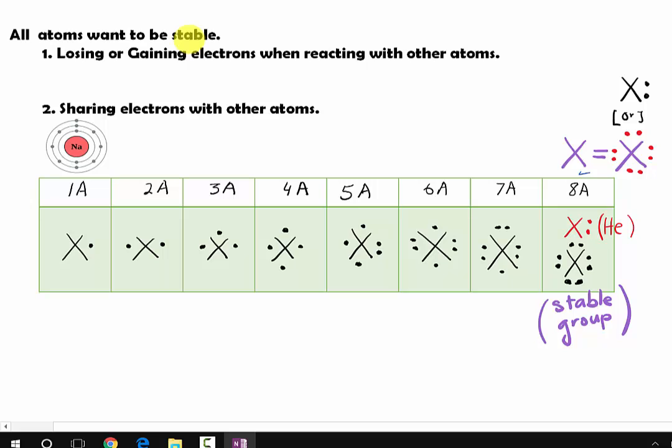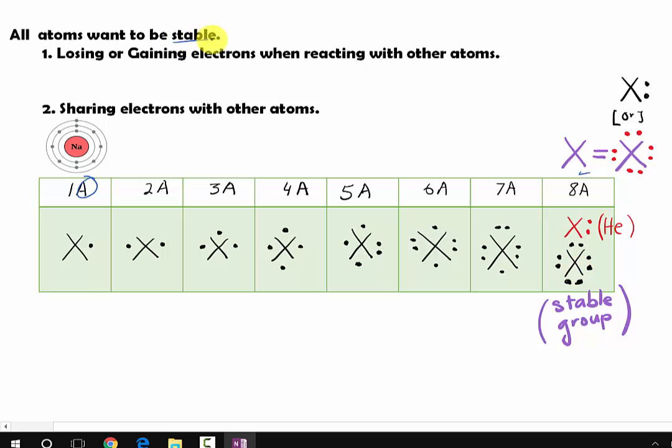In this lesson, we are going to learn how atoms become stable by looking at the periodic table and specifically the Lewis dot structure on the periodic table. We will only focus on the main group. The pattern applies to the main group, which are group A. So here I have group 1A all the way to group 8A. Here I have a general Lewis dot structure for all the main groups.